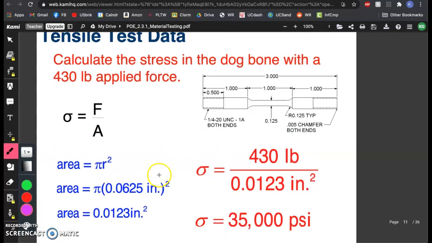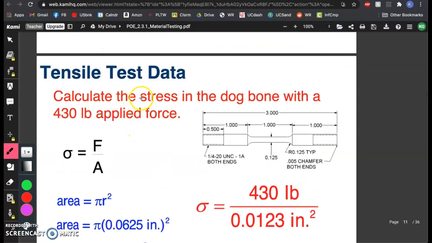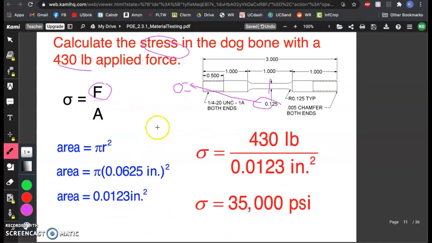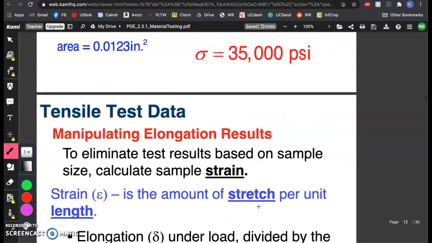So if you said how much stress is on a dog bone with the 430 pound applied force, all you got to do is do the force, 430, divided by the area of this shape. You have to imagine it's a cylinder, so if I sliced it, I'd be looking at a circle, and its diameter is 1.25 right here. Okay, so you can figure out the stress on a dog bone that has a certain force, and then it's 35,000 psi, which is pounds per square inch. That's a typical thing we do.